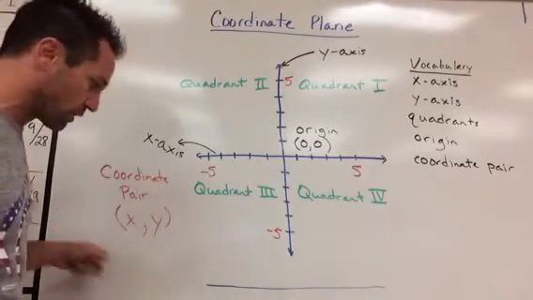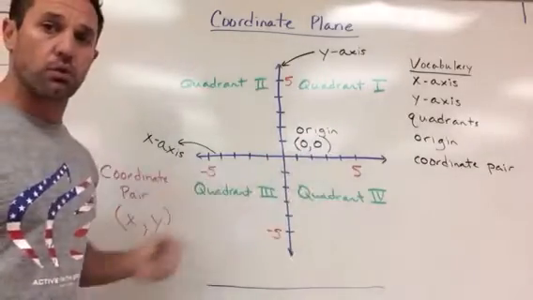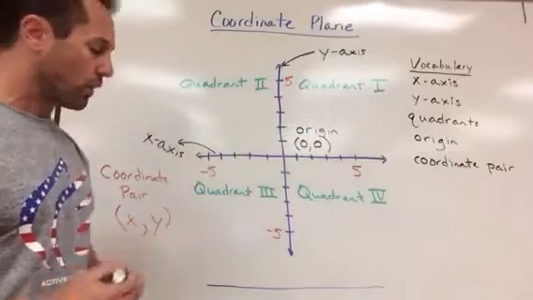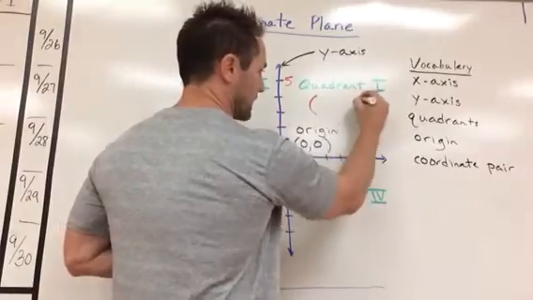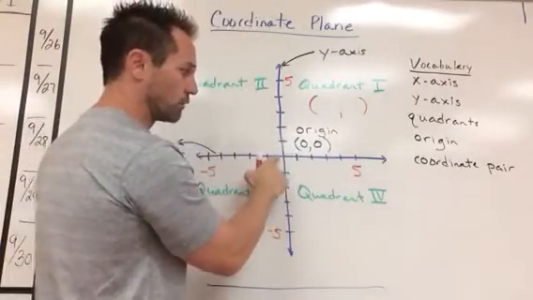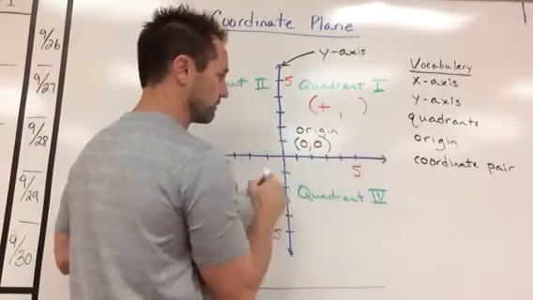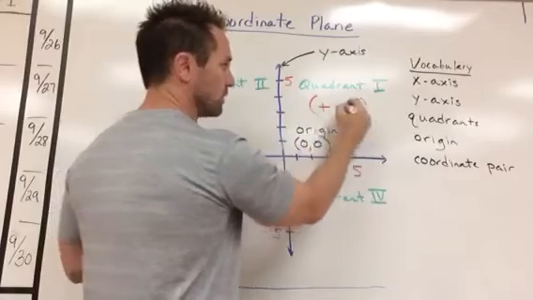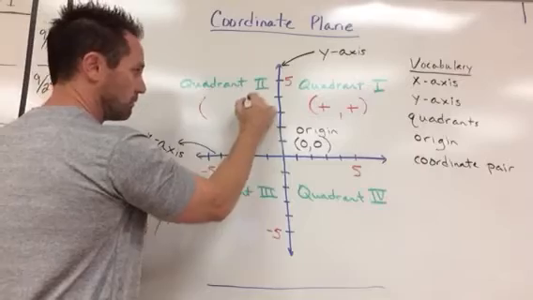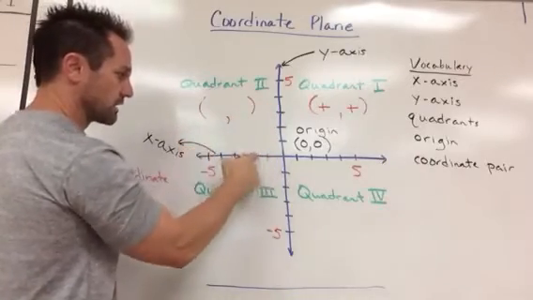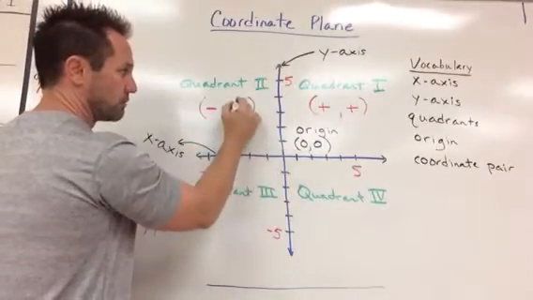So let's take our coordinate pairs and let's talk about what they're going to look like when you're on the coordinate plane. So when we're in quadrant 1, what are my x values always going to be? So when I'm on quadrant 1, I'm looking at the x-axis, and my x values are always going to be positive. My y values are also always going to be positive. When I'm in quadrant 2, my x values are negative. So negative there, my y values are positive there.